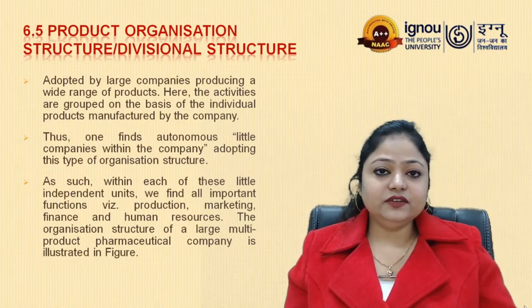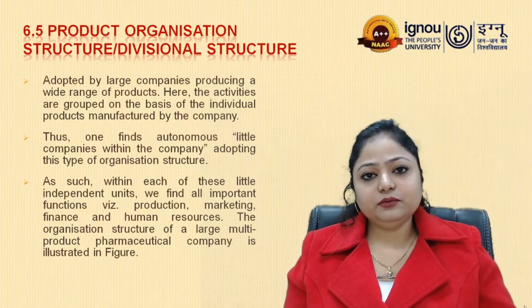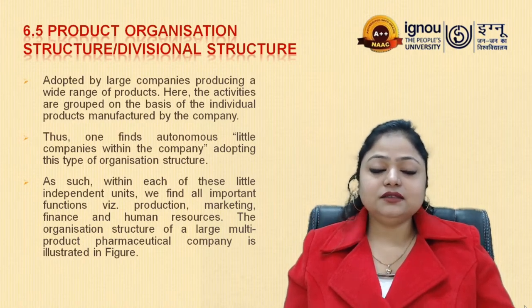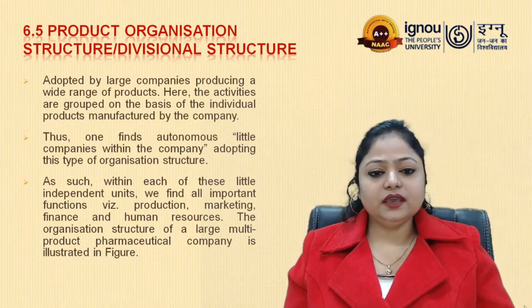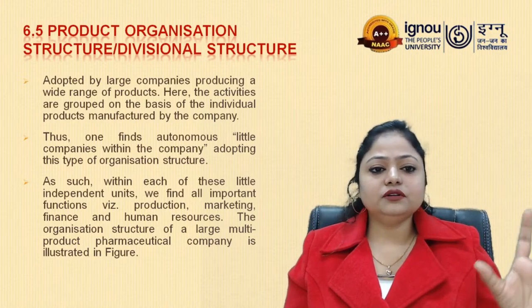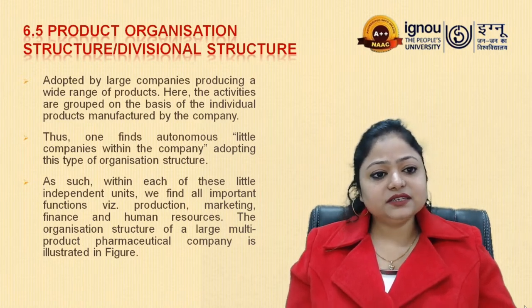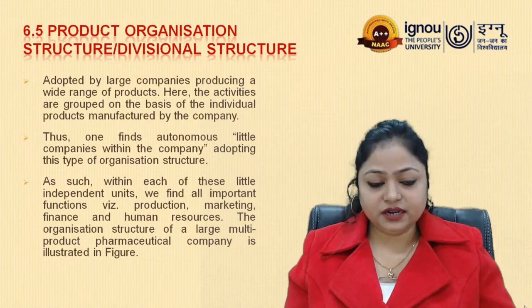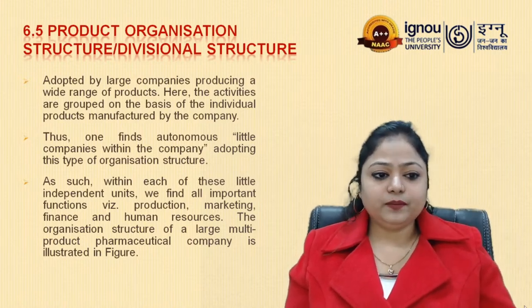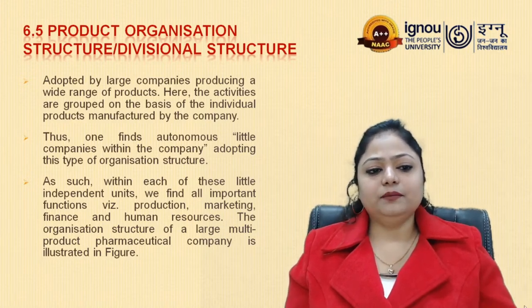Now, if we take the example of Nestle, we see there's a product line with the Maggi brand, then a product line with coffee, and then the chocolates. So these are the various sub-products with a wide range of products under the parent company, that is Nestle. So the activities are grouped on the basis of individual product manufactured by the company. Thus, one finds autonomous little companies within the parent company when adopting this type of organizational structure.